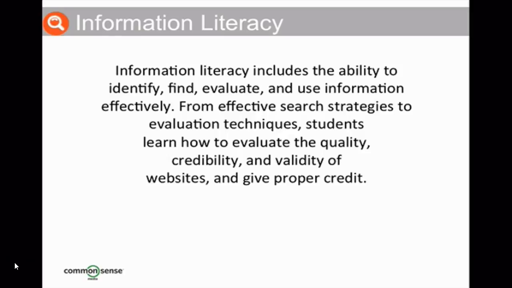In the information literacy topic, students learn about how to identify, find, evaluate, and use information effectively. They learn about searching strategies, evaluation techniques of websites and online credibility, and trustworthiness of websites. And then they also learn some attribution skills on how to give proper credit.